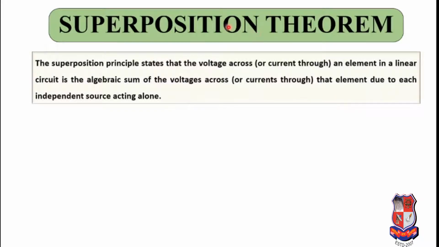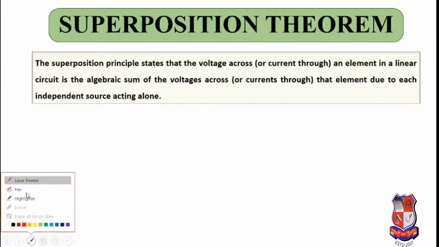So what does it state? The superposition principle states that the voltage across or current through an element in a linear circuit is the algebraic sum of the voltage across or current through that element due to each independent source acting alone. Okay, so let me simplify this.